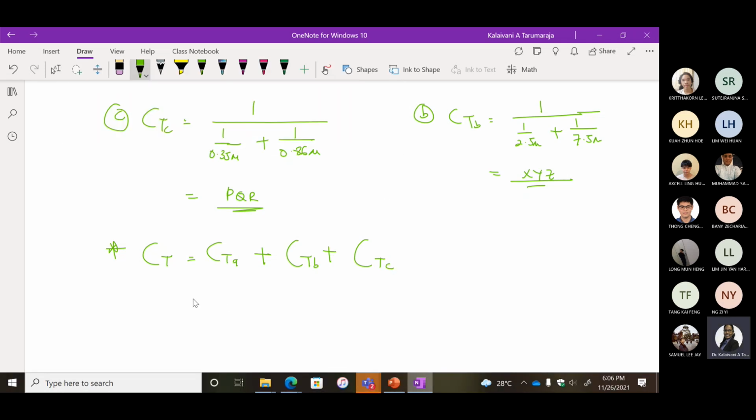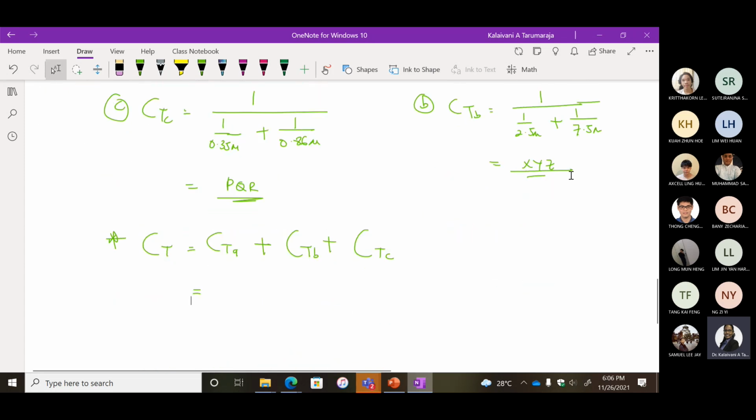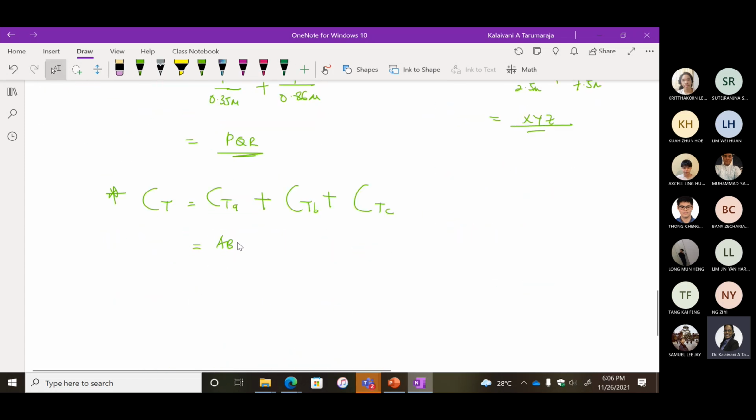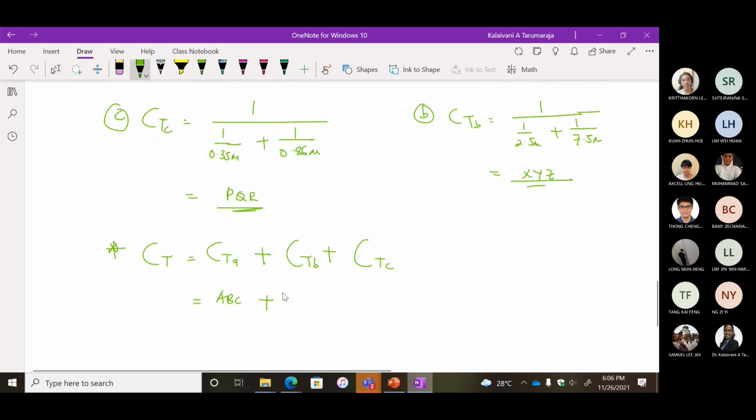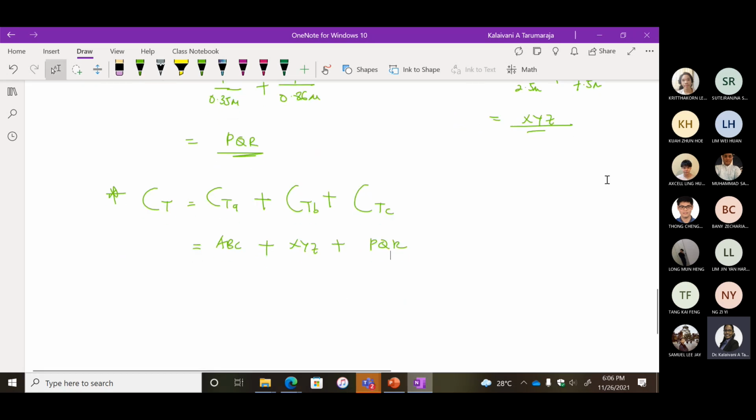So any value that you get from here, for example, Miss wrote ABC, the next one XYZ, the next one PQR. You need to specify how much the value is that you get, in terms of micro or nano. Example, I put microfarad: microfarad plus microfarad units. At the end, you will get the last answer.